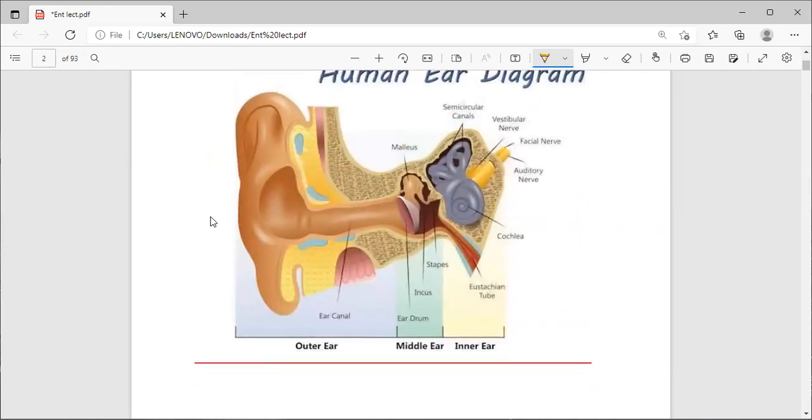Here they have elaborated the bones, malleus, incus, and stapes. So you have to remember the stapes one, okay? Because this will come in otosclerosis. Now let's move further.